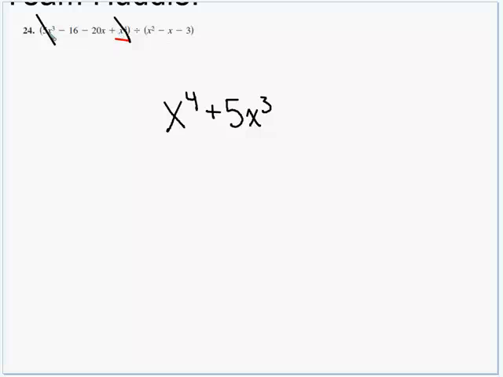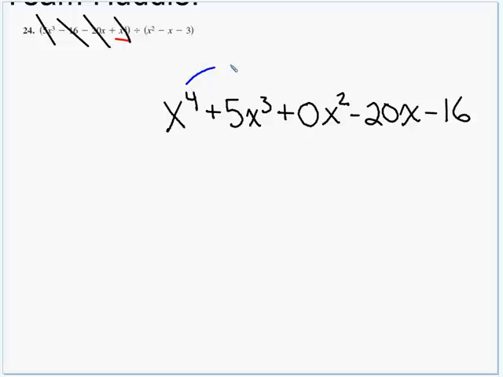Squared power? No, I don't see a squared power, so we're going to have to put in a placeholder: 0x squared. And we got a minus 20x, and we got a minus 16. So there's everything in order, descending powers, 4, 3, 2, 1, 0. And we're ready to divide into that x squared, excuse me, minus x minus 3.